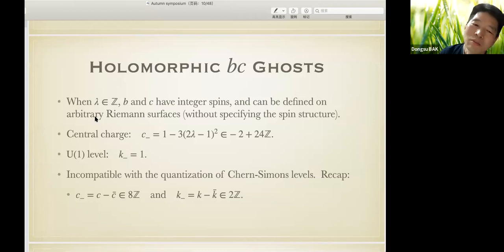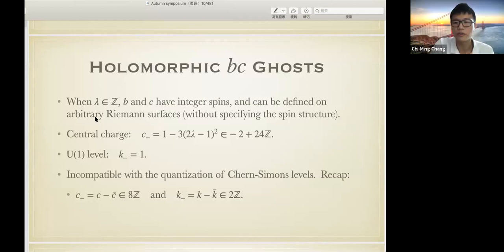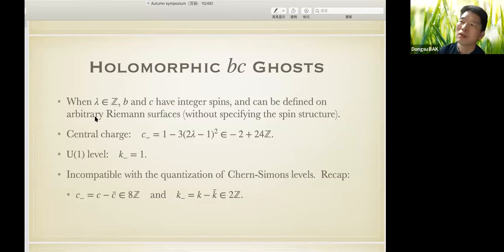This ghost system is reflection positive or? No, it's not reflection positive. Yeah, I will comment on that later.